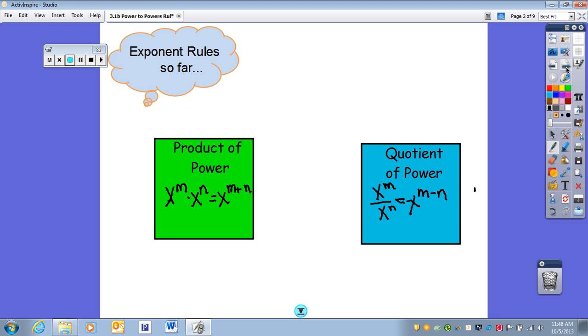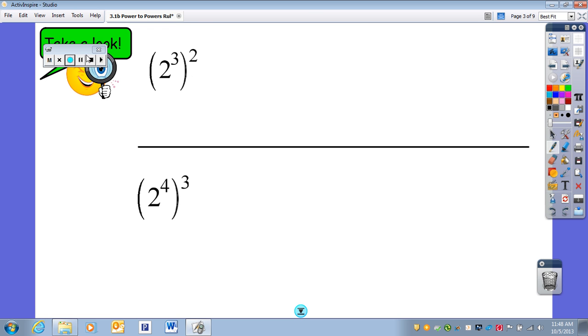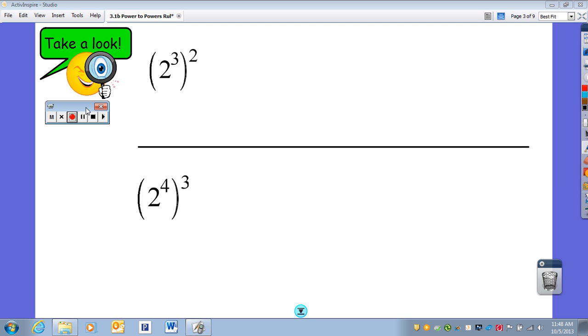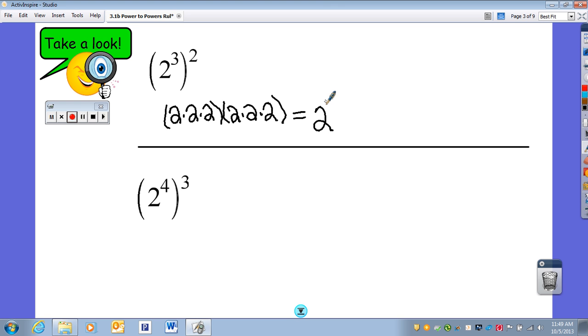Alright, let's take a look at our next examples. So, if we have 2 to the third power, and that's being raised to the second power, that means I have 2 sets of this expression, which is 2 to the third. So I have 2 to the third power, which means 2 times 2 times 2. And the square means I have 2 sets of those being multiplied together. So if I write that out as repeated multiplication, keeping the base, putting them all together, I would have 6 2's, or 2 to the sixth power.